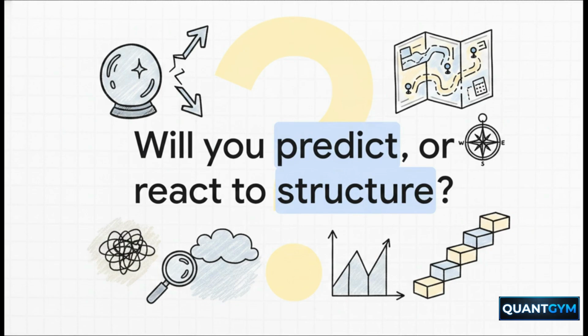I want to leave you with this final paradigm-shifting question. How will changing your lens from trying to predict the market to simply reacting to its structure change your very next trade? Because when you finally stop guessing what the market should do and start reading the map of what it is actually doing, everything changes.